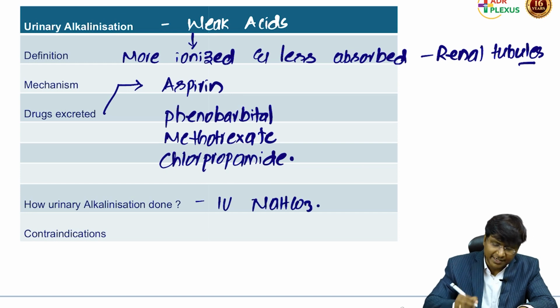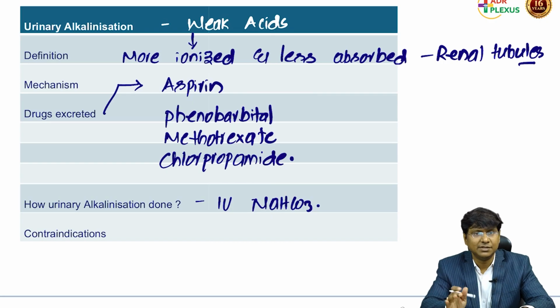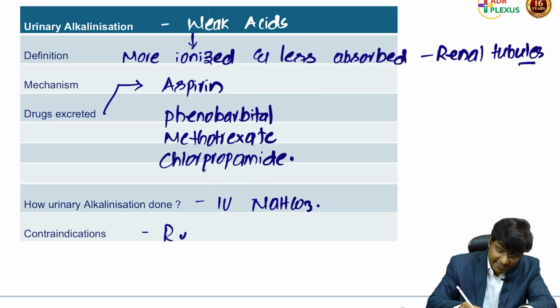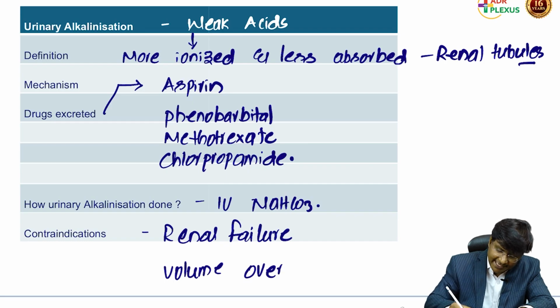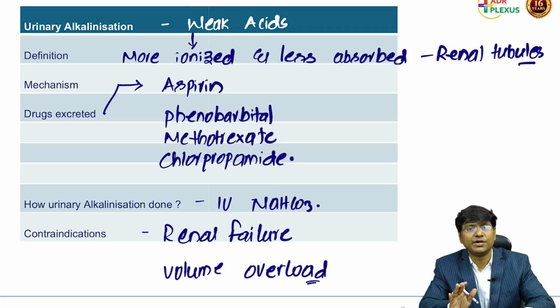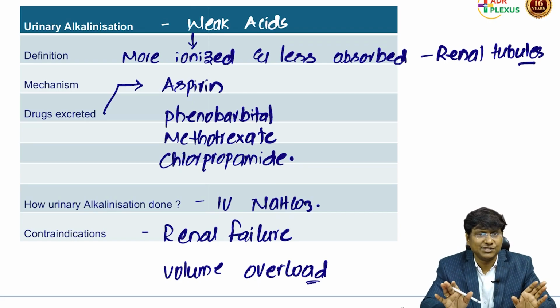And there are certain contraindications for urinary alkalinization. If there is renal impairment, then urinary alkalinization should not be done. Followed by that, if there is volume overload, then also urinary alkalinization should not be done. Okay, so this is the story related to urinary alkalinization.